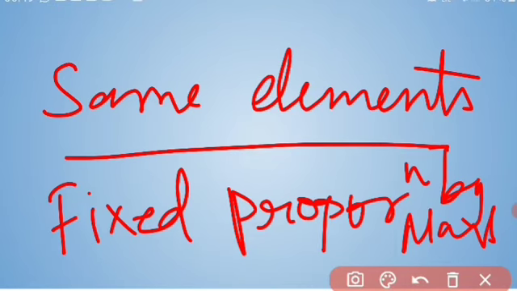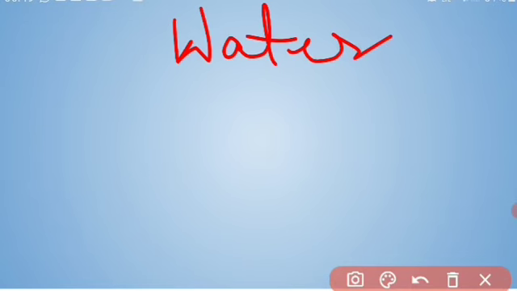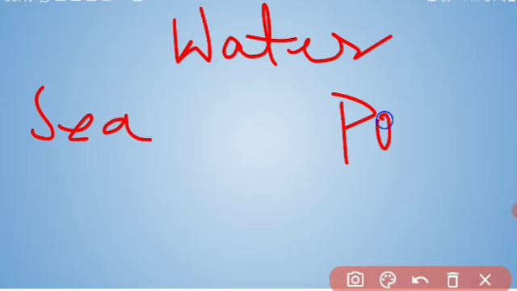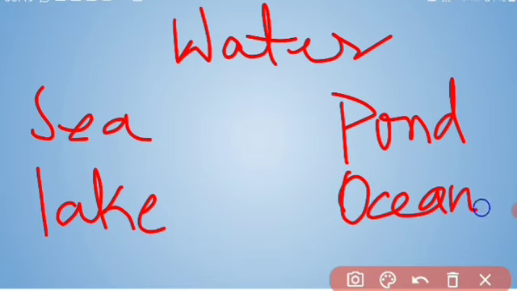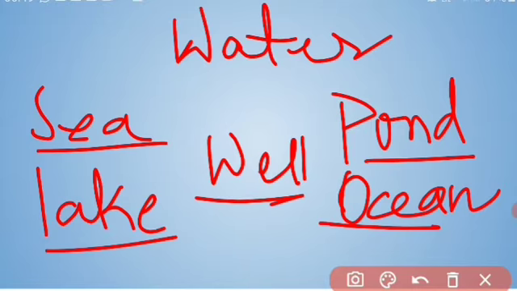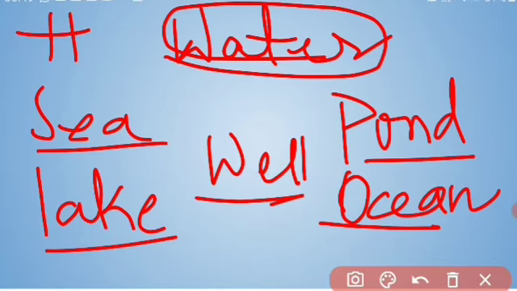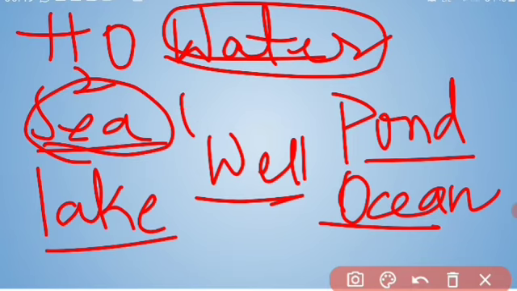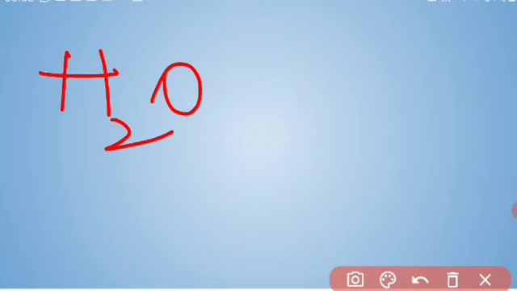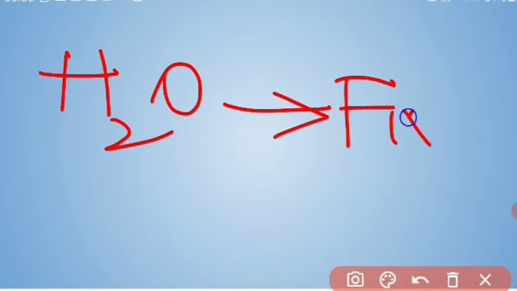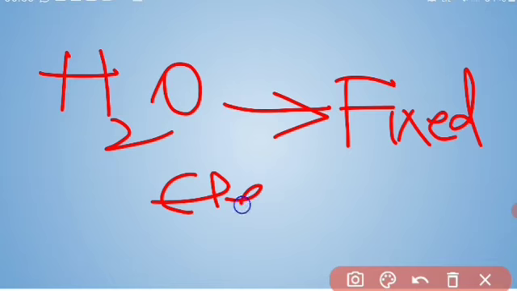Now, suppose we are taking water. If you take water from a sea, from a pond, from a lake, from an ocean, or from a well, from any source, the water composition is always H2O. It will not become H3O. It won't become H2O2. It doesn't become like this. Everywhere it is H2O only. Proportion is fixed and elements are the same.